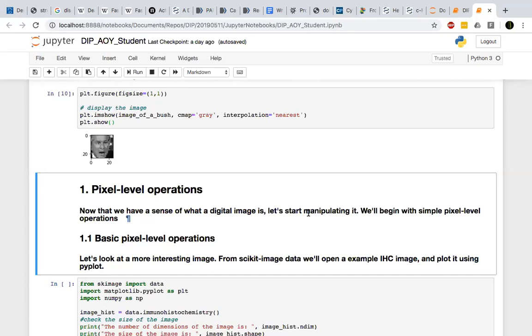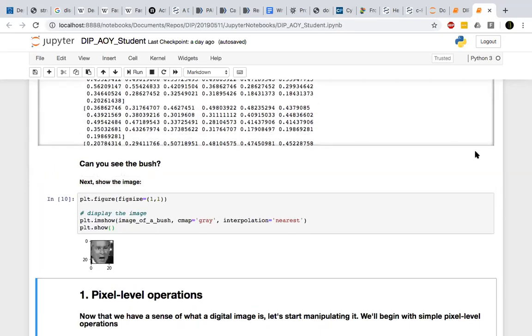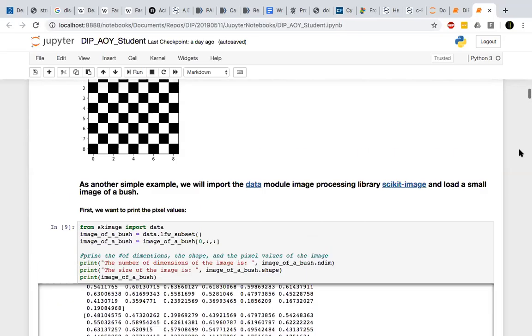Is the image of the bush stored somewhere, like in those folders that we downloaded? So this specific image, this image processing package scikit-image, has a bunch of test images built into the package. So it's stored with the package.